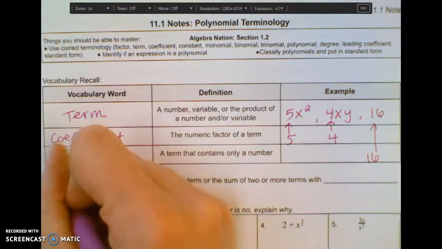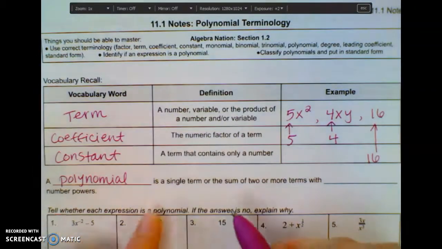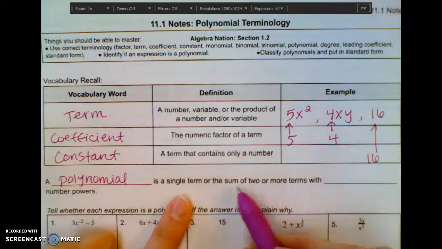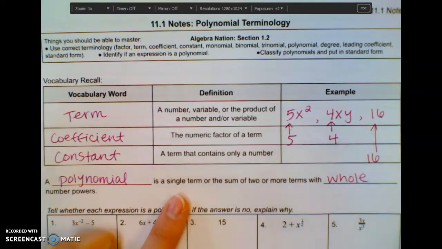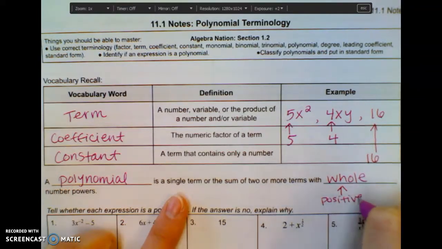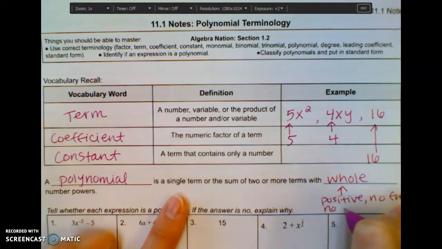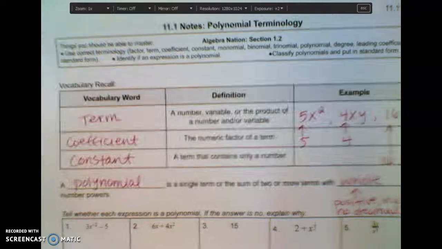So now a polynomial is a single term or the sum of two or more terms with whole number powers. Real quick, what does whole numbers mean? Whole numbers are positive, and also they are not fractions, so no fraction and no decimal. That's what has to be true about these powers for it to be a polynomial.